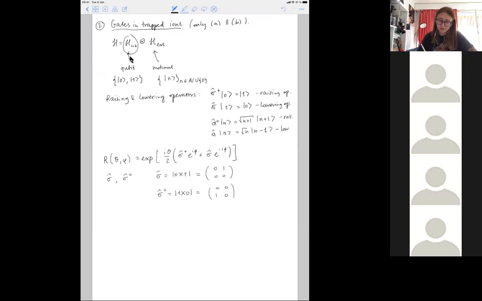And then we can write this as an exponential of a matrix. So what we have here is phi plus, minus e phi. Okay. And we arrive at the following: exponential of i theta over 2, 0.